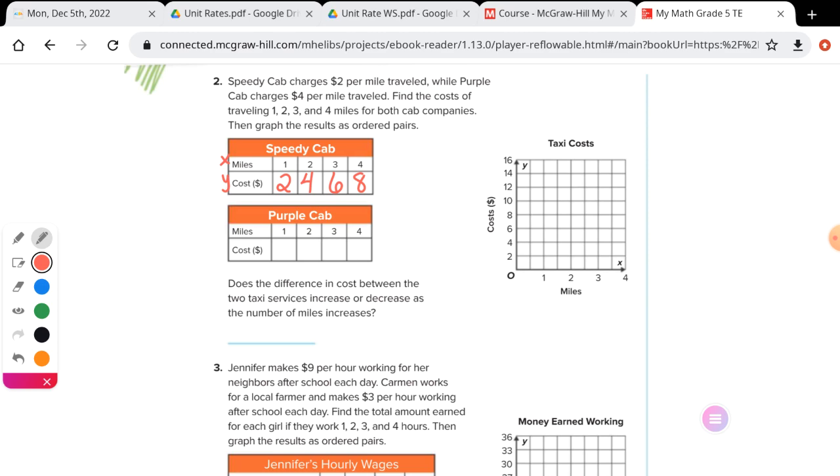On your homework tonight, anytime there's a table and a graph, I want you to put in the middleman. What's the middleman between the table and the graph? Ordered pairs, okay? You're going to do your ordered pairs. So for this one, we're just going to write them right here next to it.